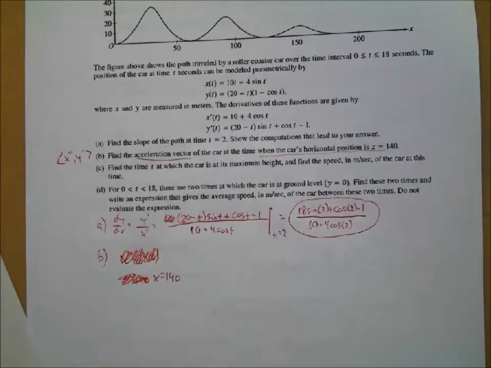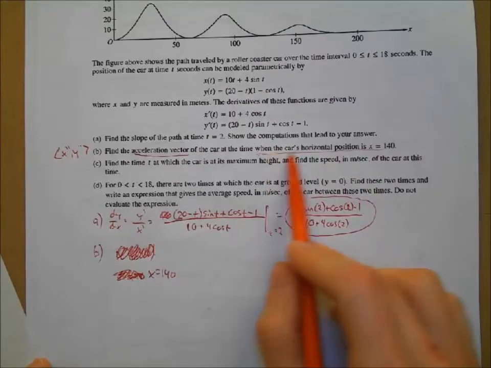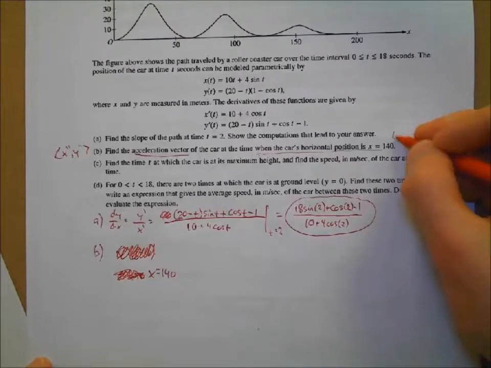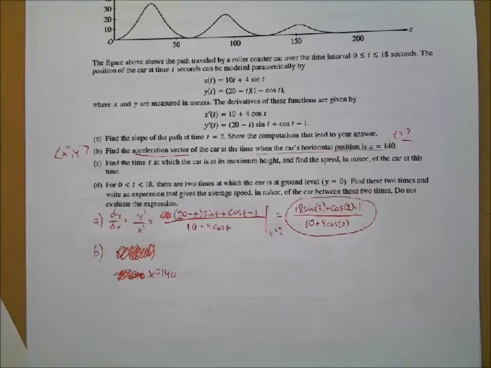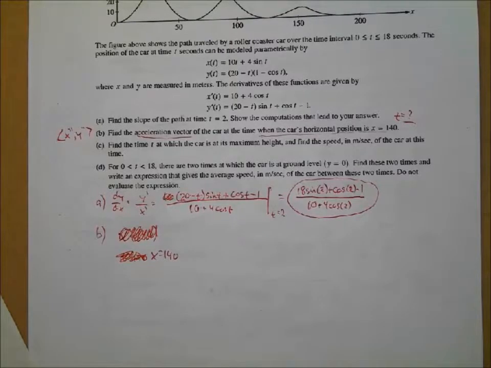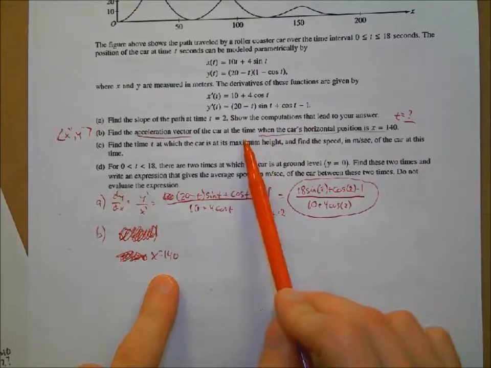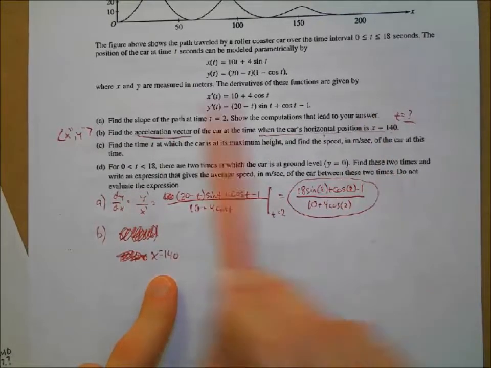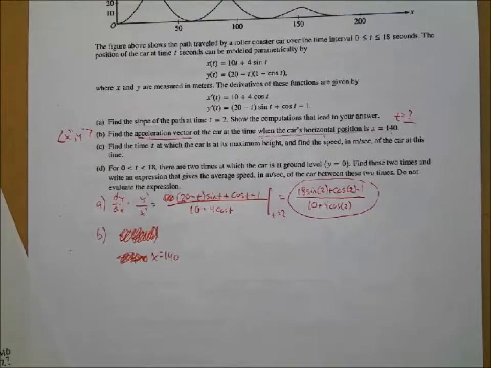X is 140. What's t? We don't know what it is, but we can find t. The car's horizontal position is x equals 140, so we need to find what the time value is, so we can then find the acceleration at that time. We're going to use the fact that x is 140 to get a t value, and at that t value we'll find the car's acceleration. Find the acceleration vector of the car. My apologies there. So we've got to find the time when the car's horizontal position is 140, and then use that to find the acceleration vector at that time. So if x is 140, and we want to find the time, what are we going to do with that 140?